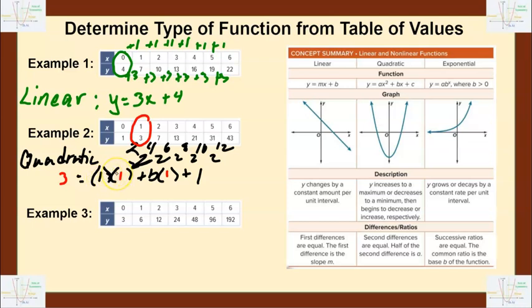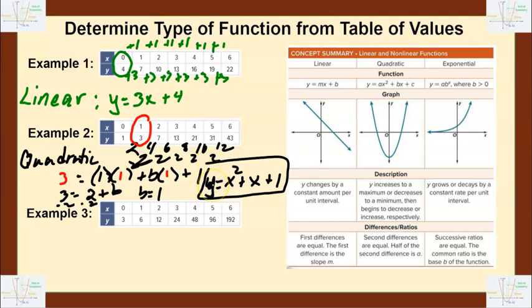1 times 1 squared is 1. 1 plus b times 1 is just 1 plus b plus 1. So right now I have 3 equaling 2 plus b. To get b by itself, I'm going to subtract 2, and b is going to equal 1. So my equation is going to be y equals x squared plus x plus 1.